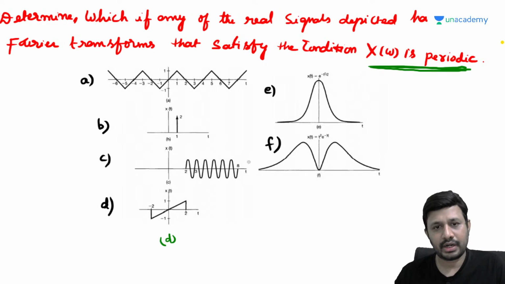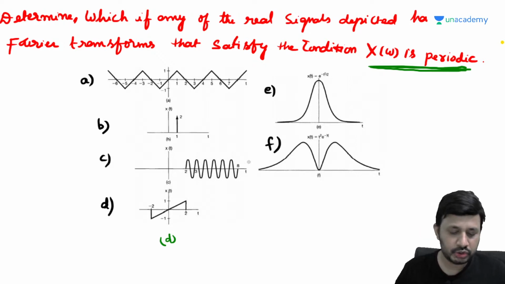X of omega is periodic. If x of omega is periodic, what could be the time domain signal among this A, B, C, D, E, F? Jaitirtha has said that A and C. And that is also a doubt. Pratyush says A only. Yes, Pratyush, you are absolutely right.